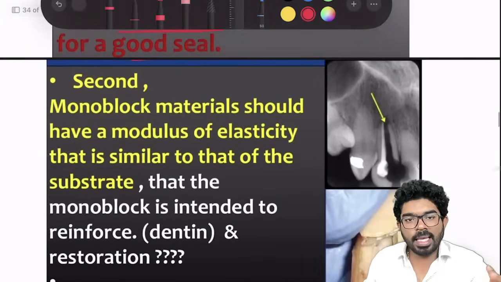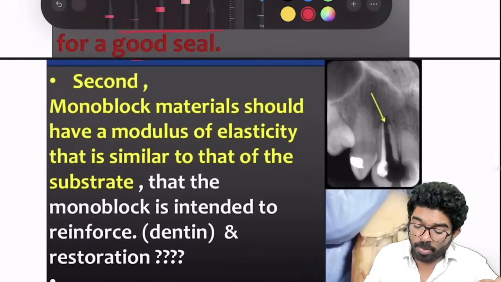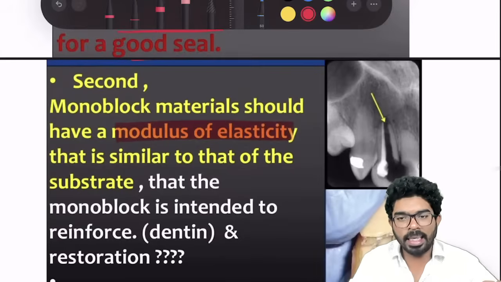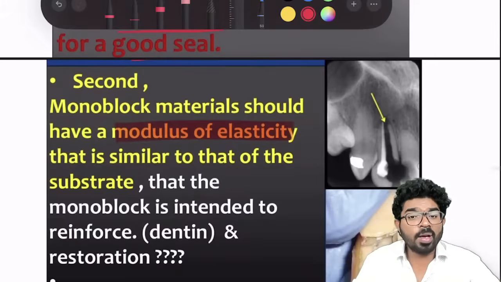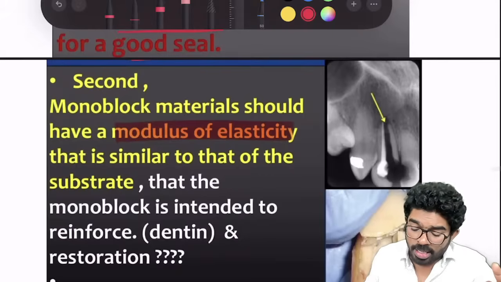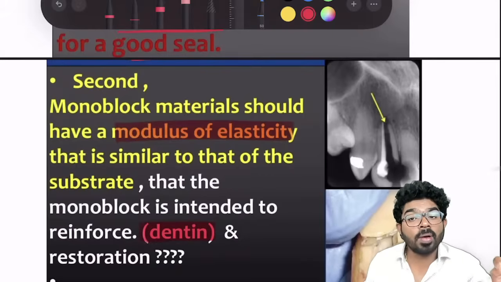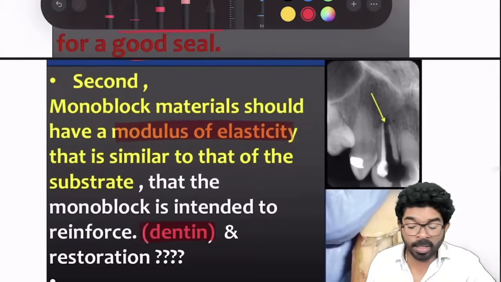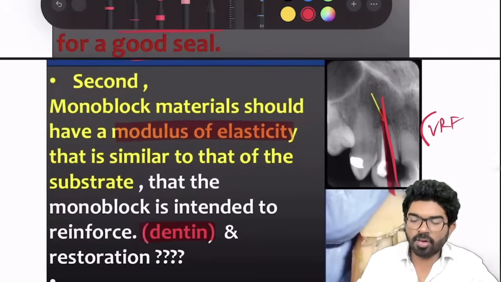The second important thing is the modulus of elasticity. Whatever fiber post I'm going to use, this again we have discussed as an integrated concept. The modulus of elasticity, coefficient of thermal expansion, all the values of your fiber post should be similar to those of dentin, then only your restoration can withstand. If it is not similar, what fractures can happen? You can clearly see vertical root fractures are happening.